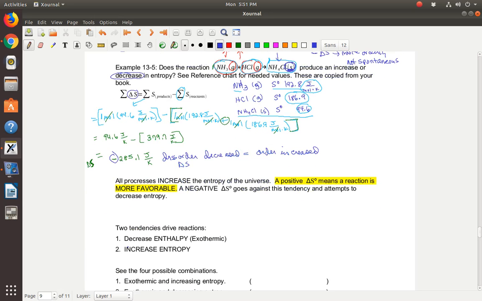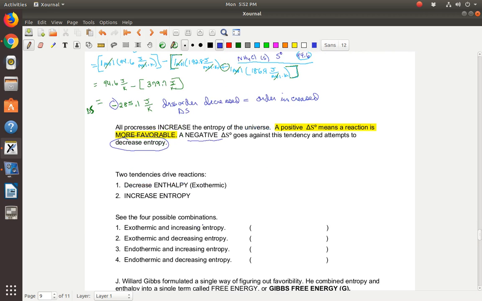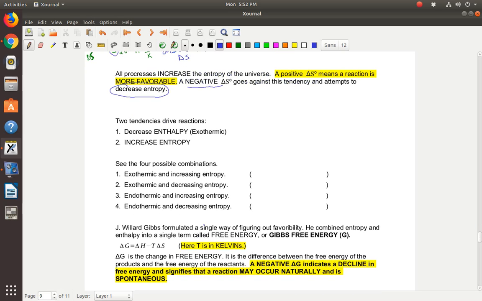Now let's do the next one. All processes increase the entropy of the universe. A positive delta S means a reaction is more favorable. A negative delta S goes against this tendency and attempts to decrease entropy. And that's what's happened here. We attempt to decrease entropy. Two tendencies drive reactions: decreasing enthalpy, which is heat. Remember that enthalpy is the heat. And increasing entropy, which is the disorder.